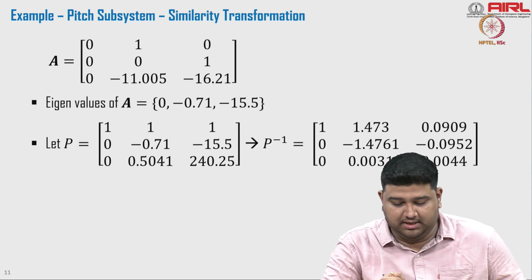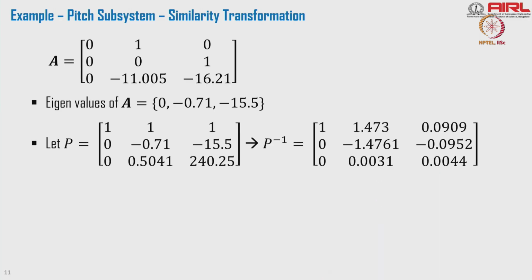Now let's calculate the matrix P. If you remember, the P matrix is of the form 1, lambda 1, lambda 1 squared; 1, lambda 2, lambda 2 squared; and 1, lambda 3, lambda 3 squared. This is how it will look. This is the transformation matrix. This transformation matrix will not diagonalize A if A is not in the controllable canonical form.